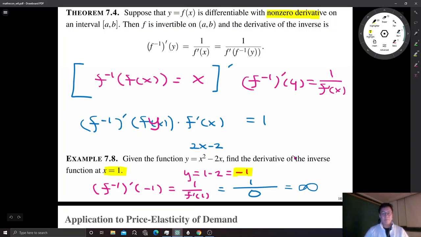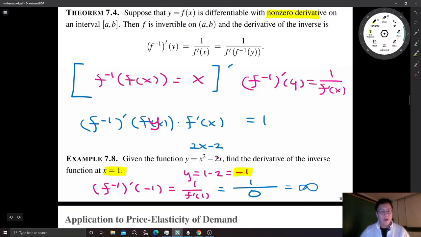Hmm. Let me think. Squared minus 2x. Oh, yes. You know what? Disregard this example. I made this example by myself, but it turns out that there is a very serious problem with this example. So please disregard this example and let me stop the second video here.